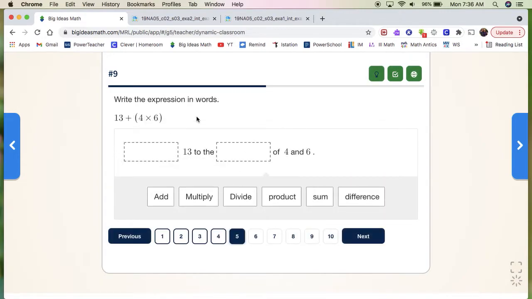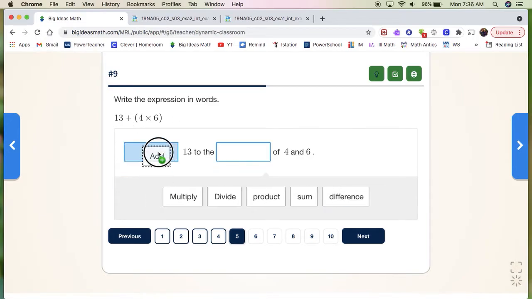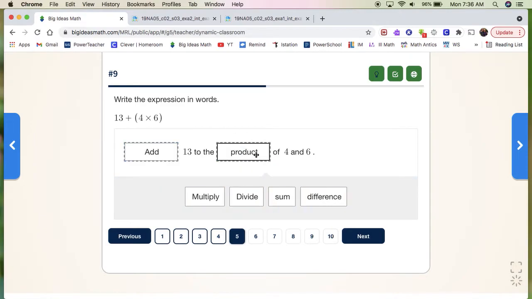Write the expressions in words. So, blank 13 to the blank of 4 and 6. You notice we're adding. So we're going to add 13 to the what of 4 and 6. What's happening here? You might think we're going to say to the multiply of 4 and 6, but it's actually to the product of 4 and 6 because that's the answer you get when you multiply.